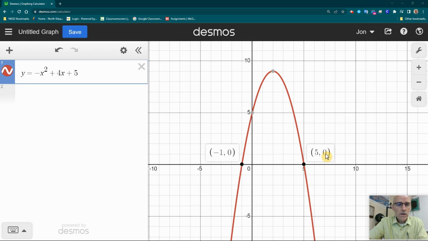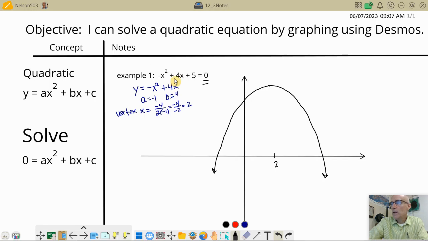So we're solving this question about, when is this function equal to 0? What do I have to put in for x to make the left side of the equation equal to 0? That's what solving means. We're going to find out what I have to put in for x to make the function equal to 0. And we're going to answer it using Desmos.